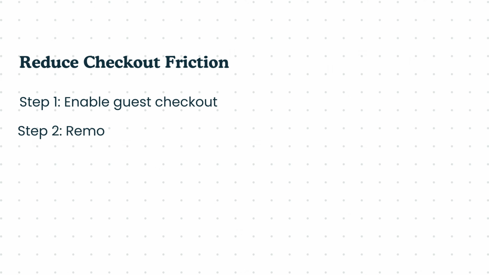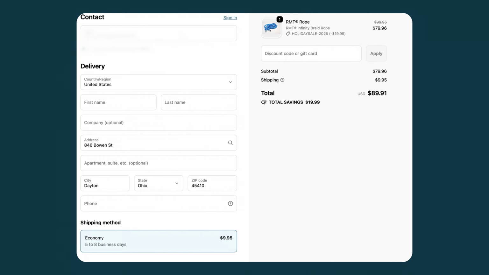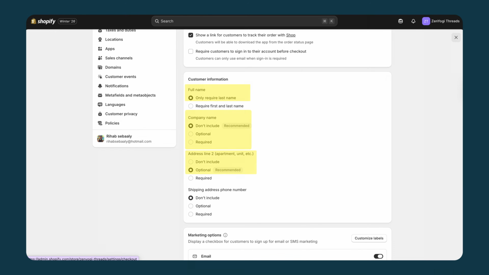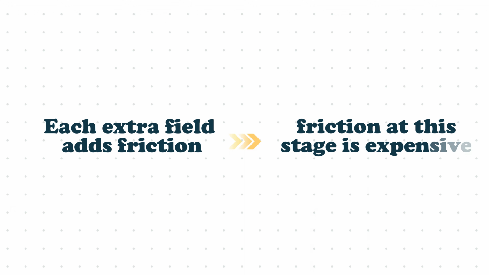Step number 2, remove unnecessary fields. It's true, if you are not on Shopify Plus, you can't modify a lot about your fields. You can't add any, but you can make some of these fields optional. So what you need to do is to turn off anything that isn't absolutely required. So for example, company name or the extra address line, anything that actually slows typing, especially on mobile. If you have a Shopify Plus plan, you will be able to add to these fields. But you should be very cautious in here because each extra field adds friction, and friction at this stage is expensive.